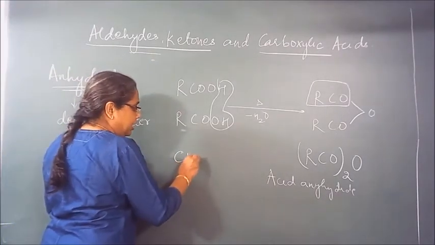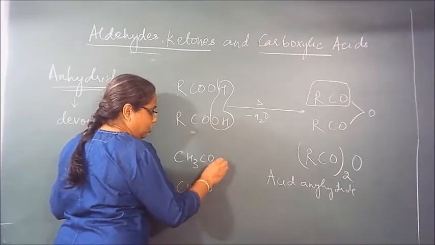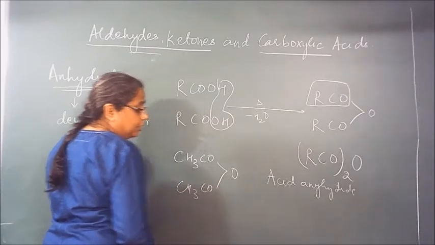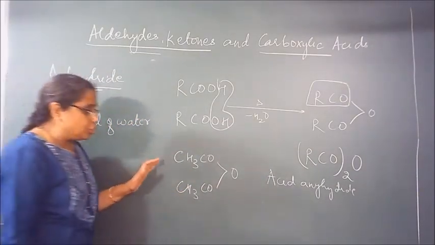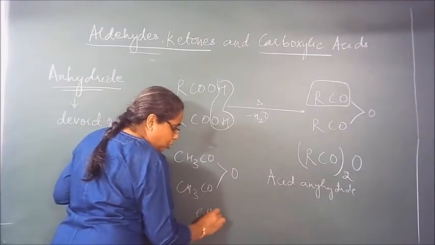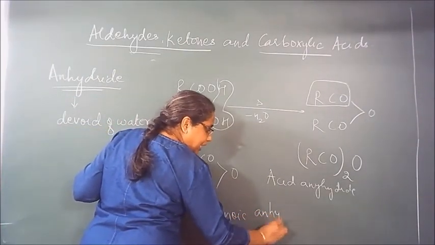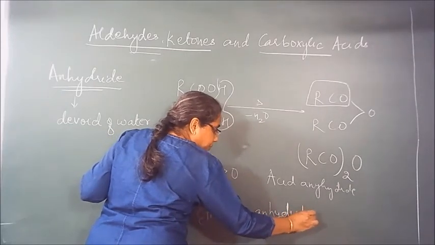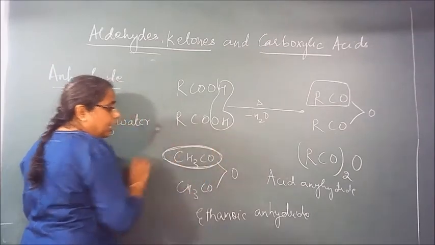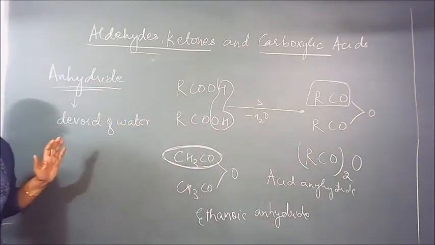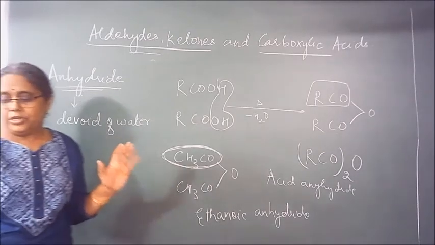Let us suppose we write CH3CO and CH3CO and O. This should not be called butanoic anhydride, but should be written as what? Ethanoic anhydride. Why should it be written as ethanoic anhydride? Because you will count only the number of carbon atoms in one molecule. So this is basically the four acid derivatives.